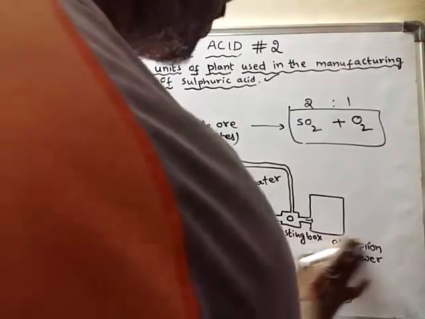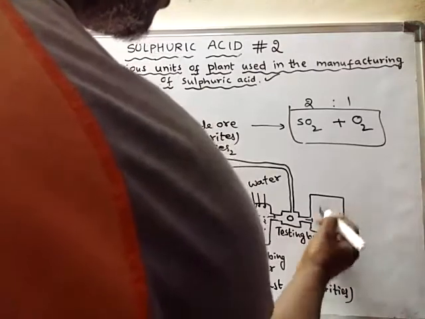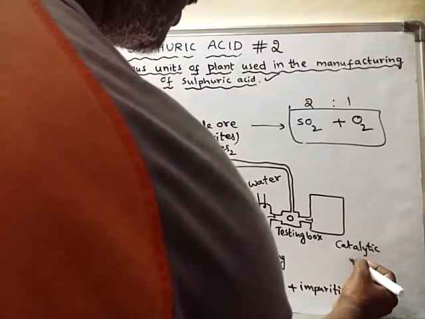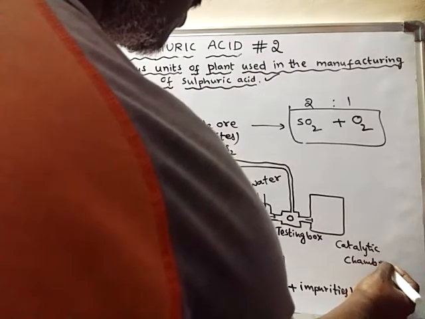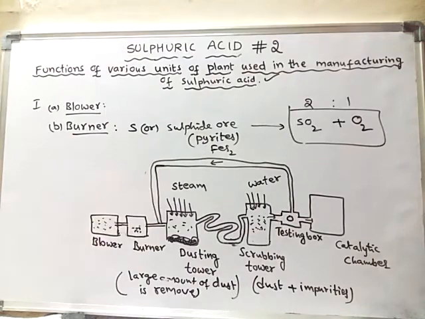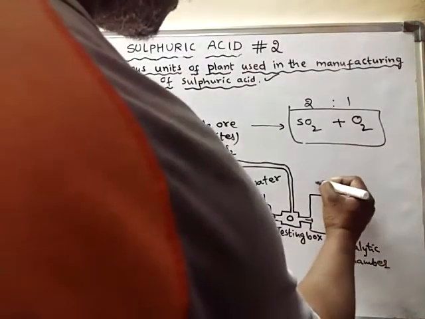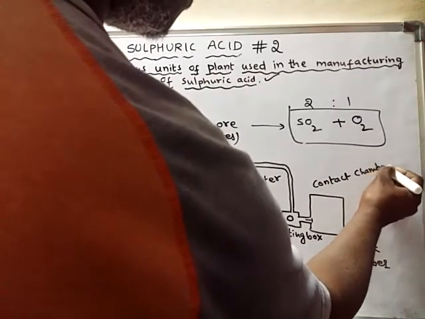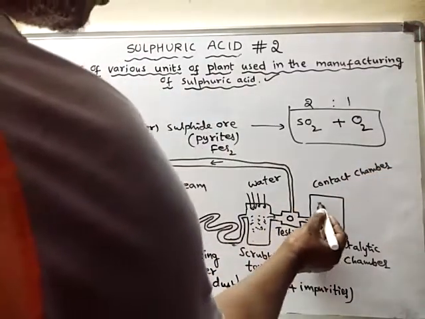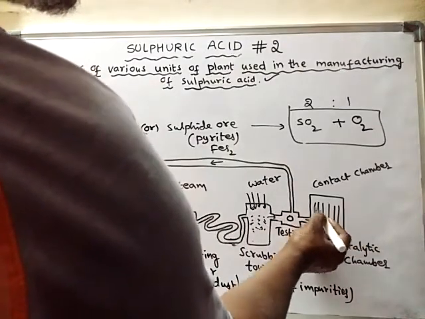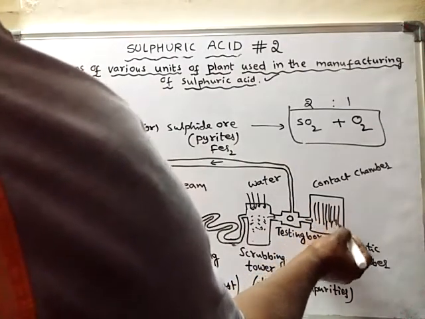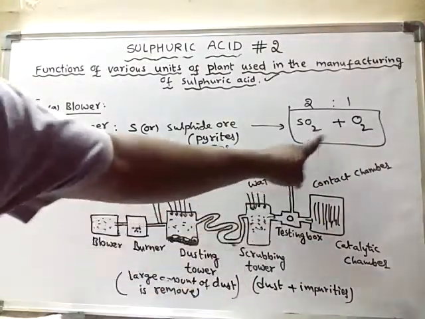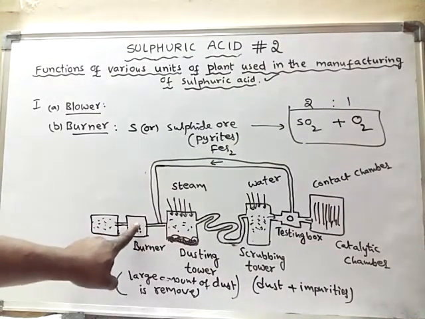Before this absorption tower, there is another tower known as the catalytic chamber. It is also called the contact chamber. In this contact chamber, there is a catalyst. In the presence of this catalyst, these two will react with each other. Until then there is no reaction between these two. Here sulfur dioxide is formed.